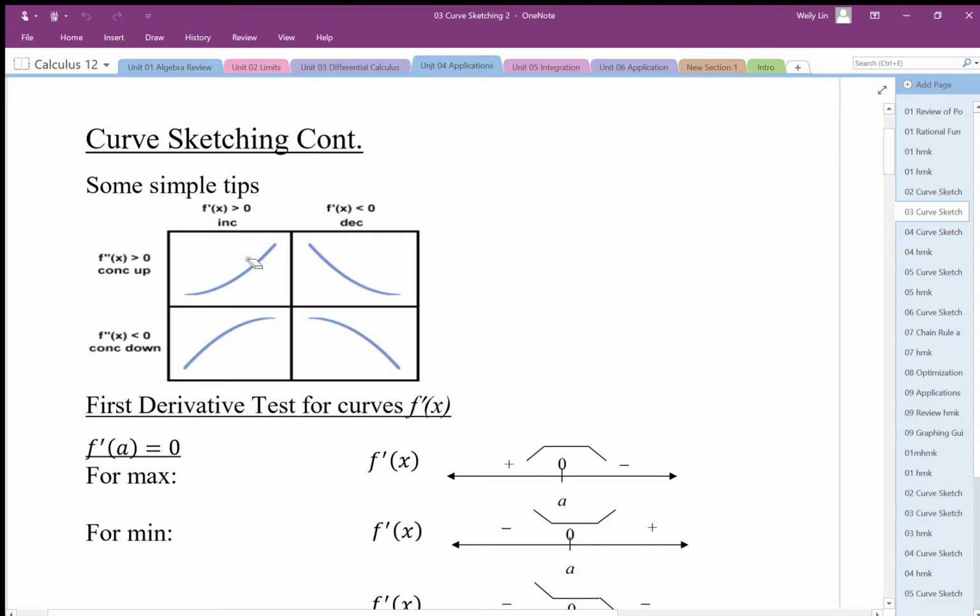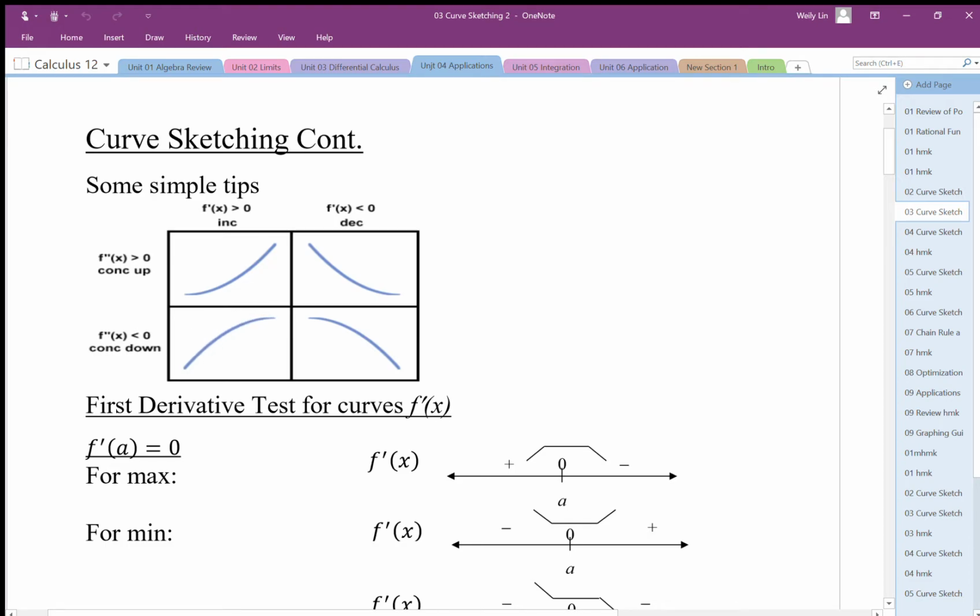This little chart shows you a few things. If it's curving up, we know we have a positive first derivative. So these are both curving up. The concavity is based on the second derivative, so in this case it's concave up, so the second derivative is positive. First derivative positive, second derivative negative means it's concave down, so it looks like this.